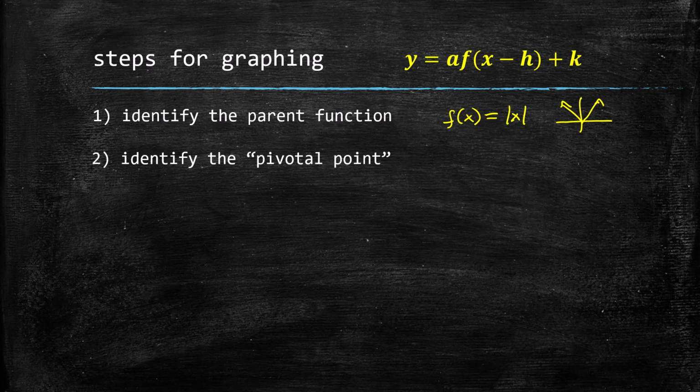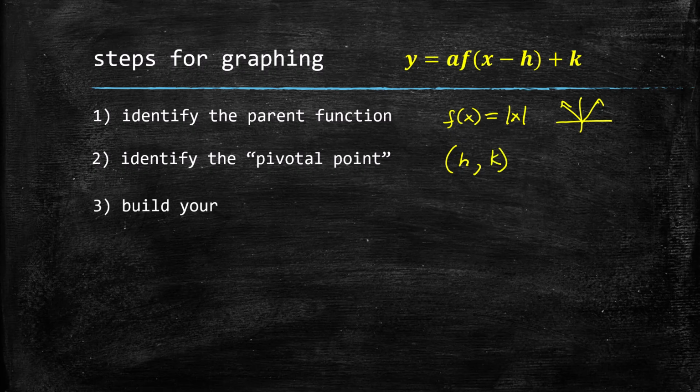Step 2 is to identify the pivotal point, and the pivotal point is, again, where does the function think it's starting? The function always thinks it's beginning when its input is 0. What value of x will make the input 0? Well, obviously, as we showed in the example before, it's going to be h. And when x is h, and the function thinks it's starting, the y value will be k.